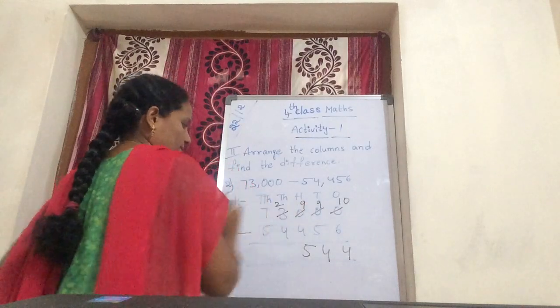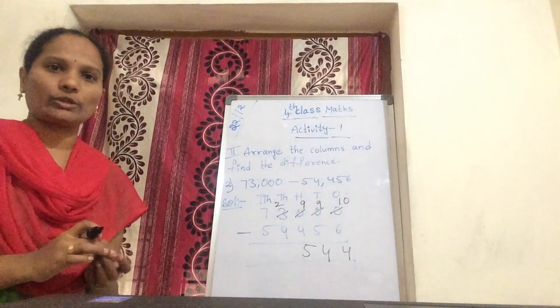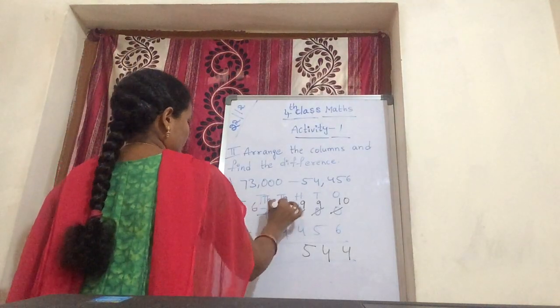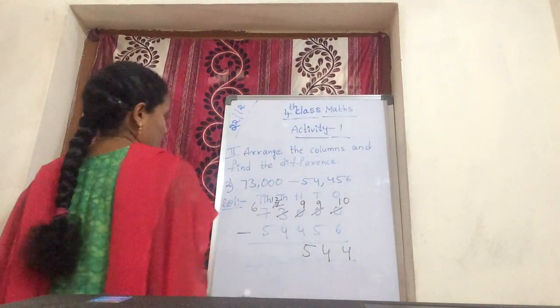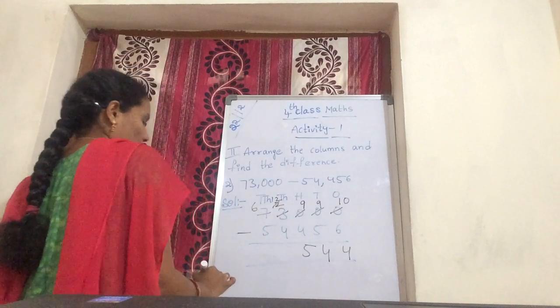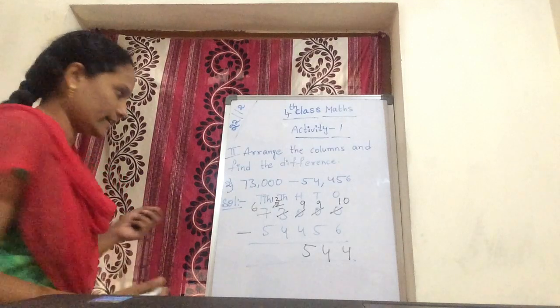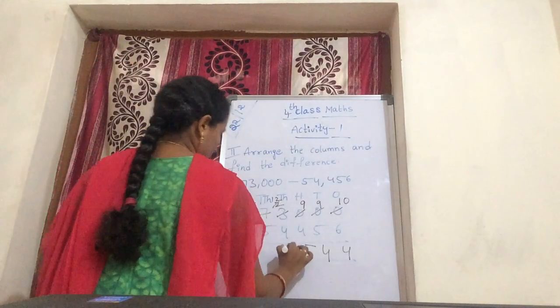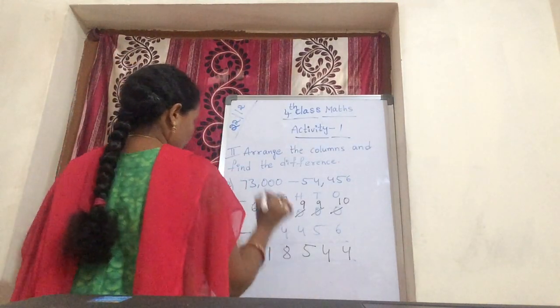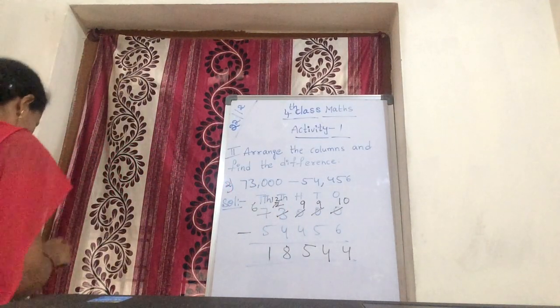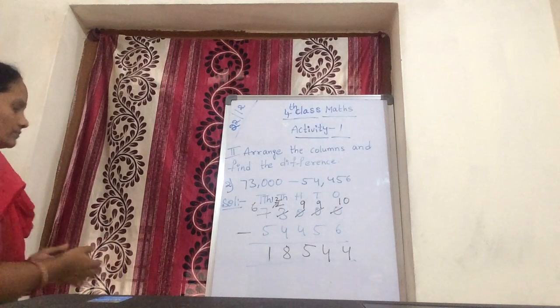Now next, 2 minus 4. Remove 4 from 2. Possible? No. Borrowing from 7. 12 minus 4. How much is 12 minus 4? Count from 4 to 12. You get 8. Now next, 6 minus 5, 1. What is your answer? 18,544. Write it down.